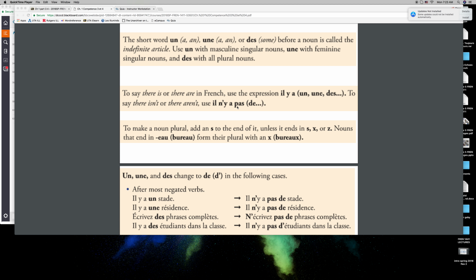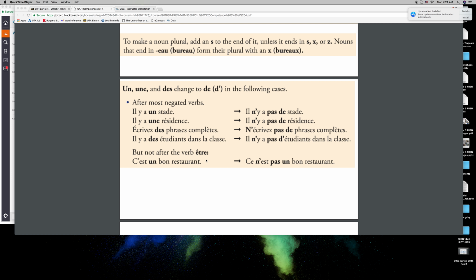So if we don't have that, we use the preposition de and we take these out and we put this one. So il y a un théâtre, il n'y a pas de théâtre. Il y a une bibliothèque, il n'y a pas de bibliothèque. Il y a des bibliothèques, il n'y a pas de bibliothèques. Okay? You're saying there is none of that.